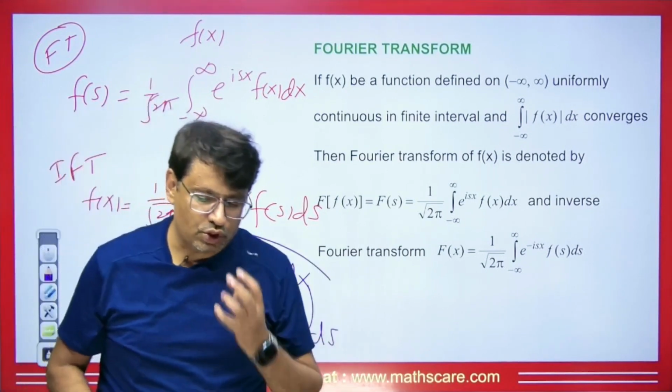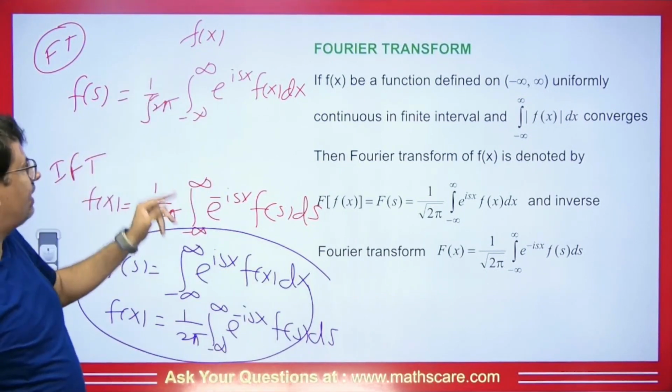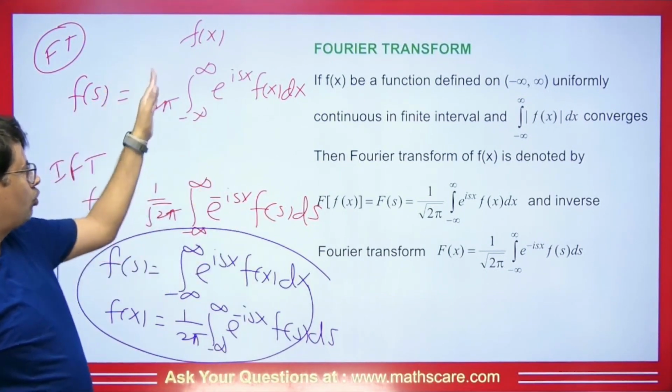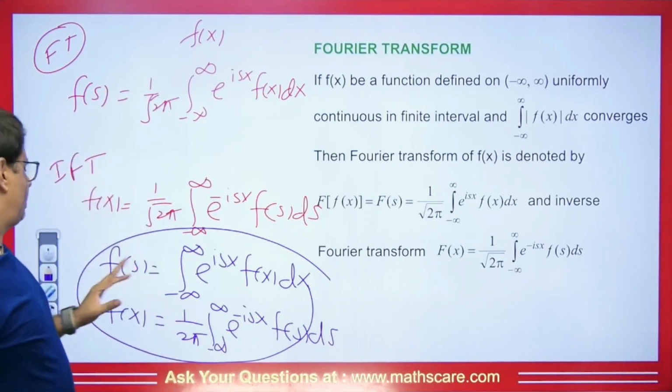But when we solve the question, it won't make any difference. Because when we take the inverse of 1 upon root 2 pi, when we will substitute this F(s) value here, root 2 pi will become 1 upon root 2 pi. So, it won't make any difference, it will be the same.